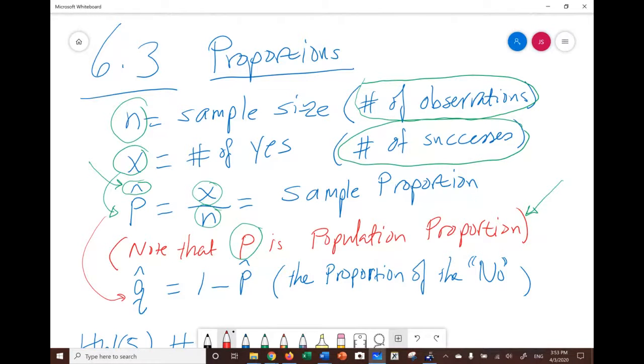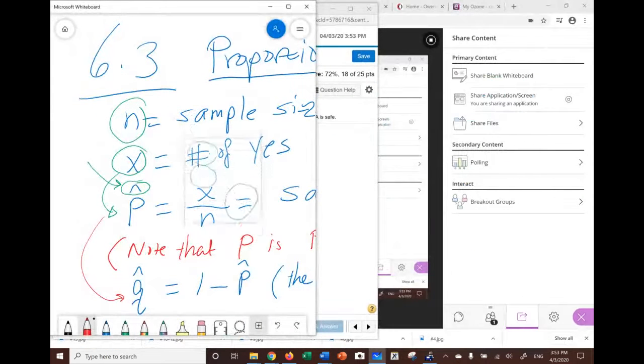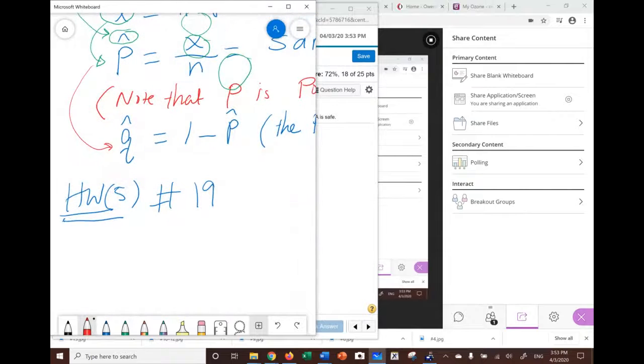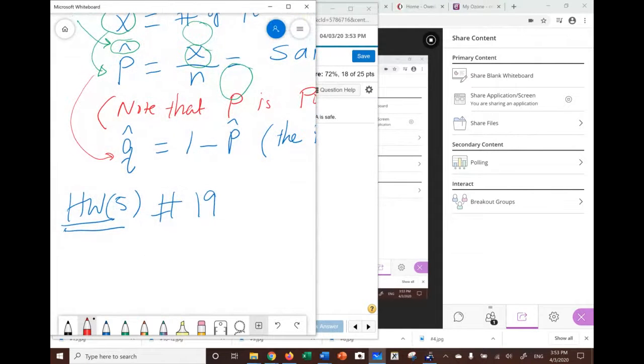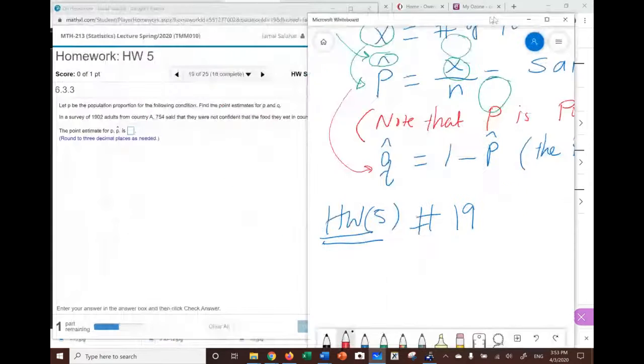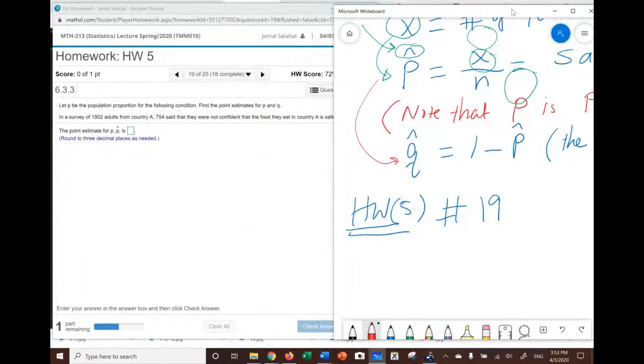So let's go into the homework and see if we can work with this. Let me minimize this window slightly and look at number 19 in your homework. In number 19, they say let P be the population proportion for the following condition.